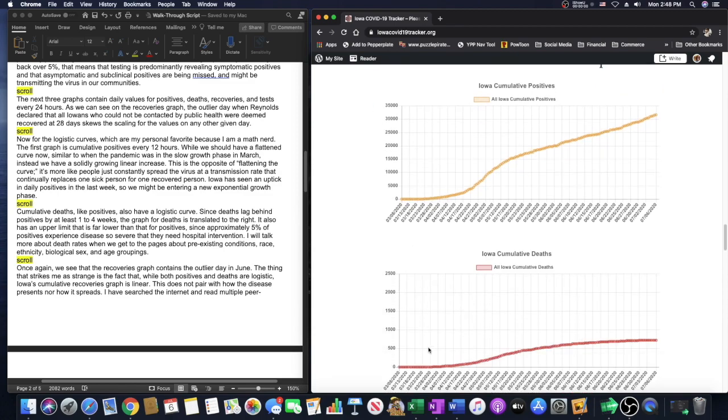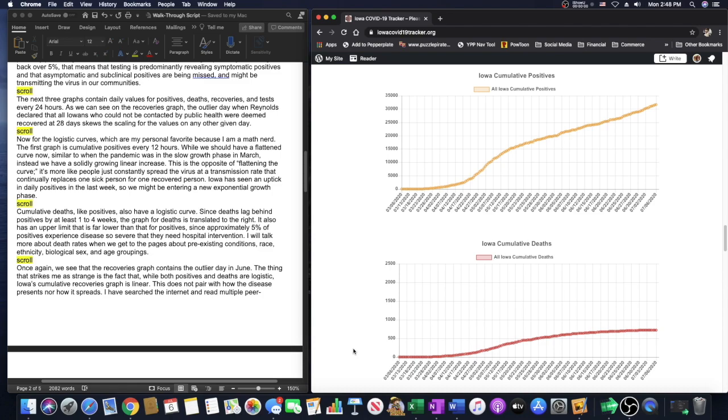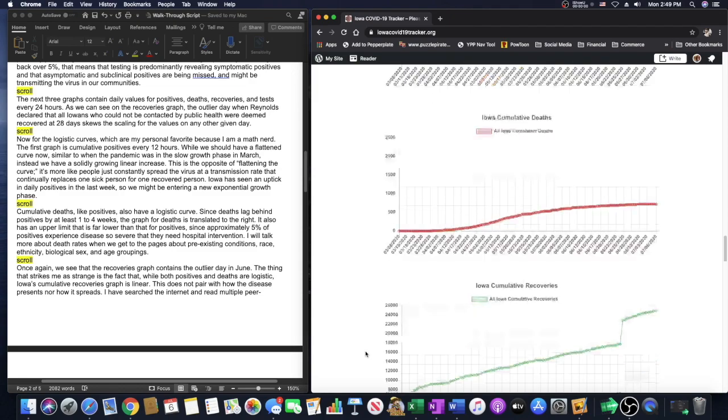Cumulative deaths, like positives, also have a logistic curve. Since deaths lag behind positives by at least 1 to 4 weeks, the graphs for deaths are translated to the right. It also has an upper limit that is far lower than that for positives, since approximately 5% of positives experience disease so severe that they need hospital intervention. I will talk more about death rates in a video about pre-existing conditions, race, ethnicity, biological sex, and age groupings.